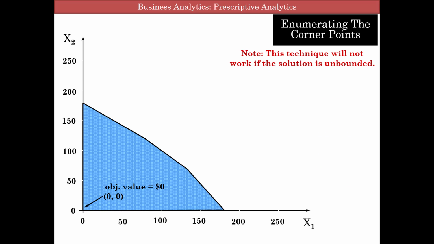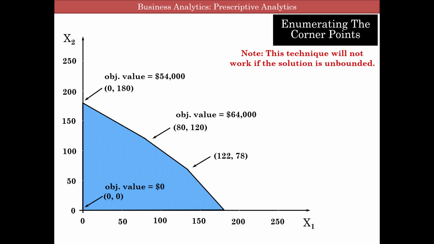So here is the technique. We start with objective value 0. You can look at all the extreme values. So here at 0, 180, it's 54,000. At 80, 120, that's another extreme value. It's 64,000. At 122, 78, it's 66,100. And at 174, here are the extreme values. At 69,000, obviously, then this is your maximum value. And there is no other value which is higher than that.